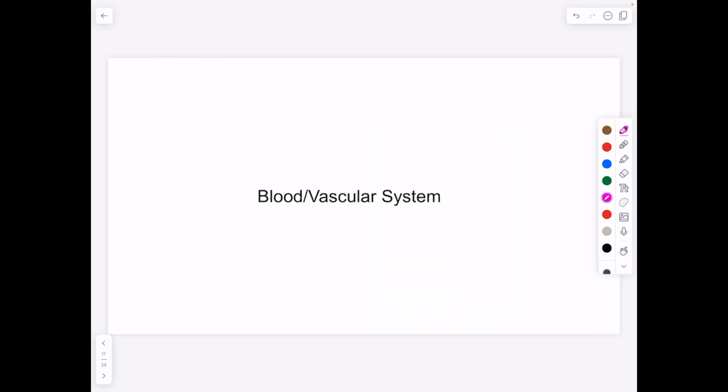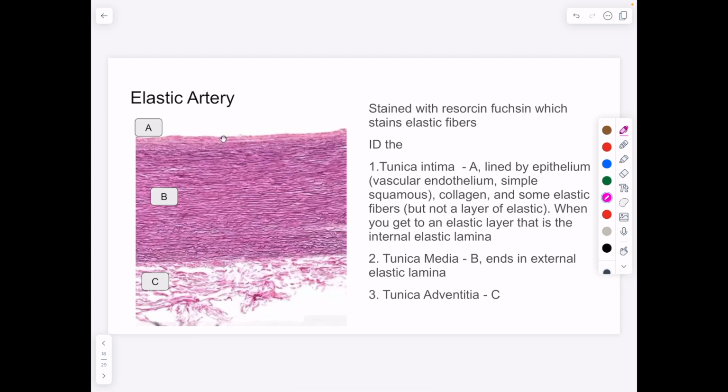All right, now let's take a look at our blood vascular system. Here is an elastic artery. It's stained with resorcin fuchsin, which is going to pick up those elastic fibers. And then we have the tunica intima, tunica media, and tunica adventitia. Tunica intima, excuse me, is this one.